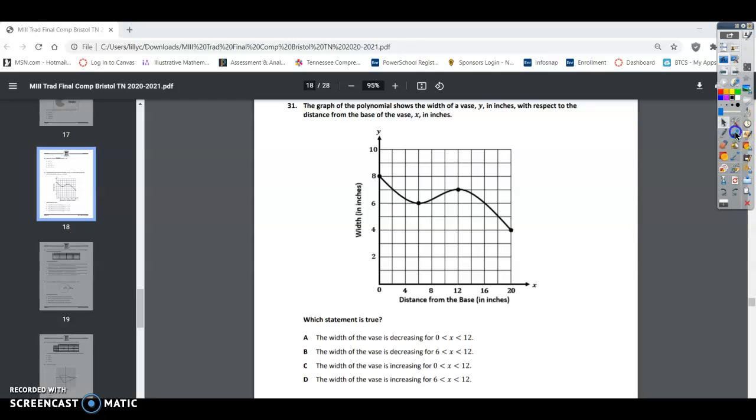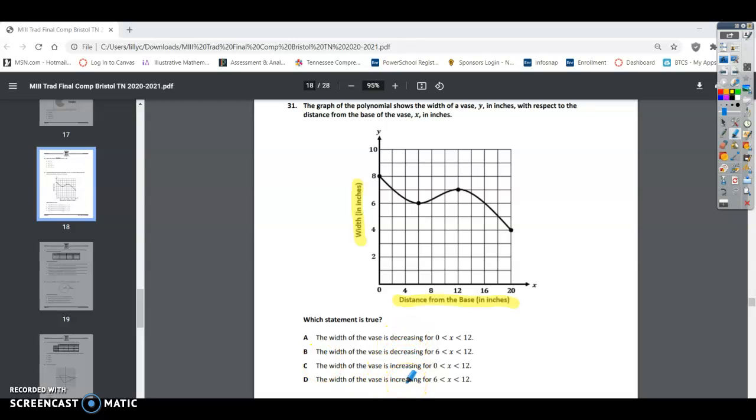Math 3, final benchmark, number 31. The graph of a polynomial shows the width of a vase y in inches with respect to the distance from the base of the vase x in inches. All right, so you can see here this is the width, and on the bottom this is the distance from the base in inches. Which statement is true? The width of the vase is either increasing or decreasing.